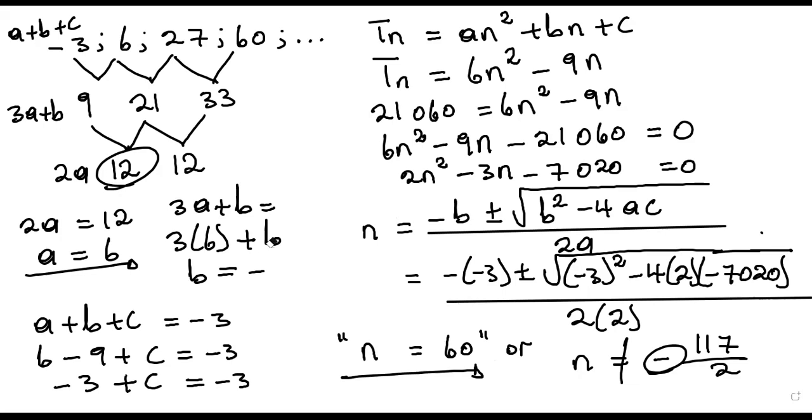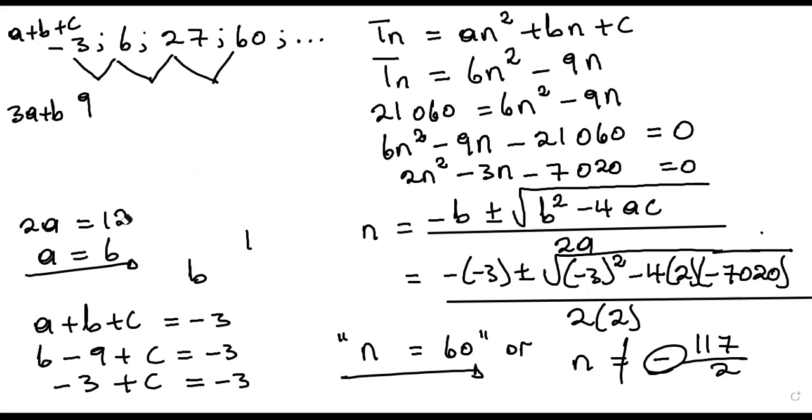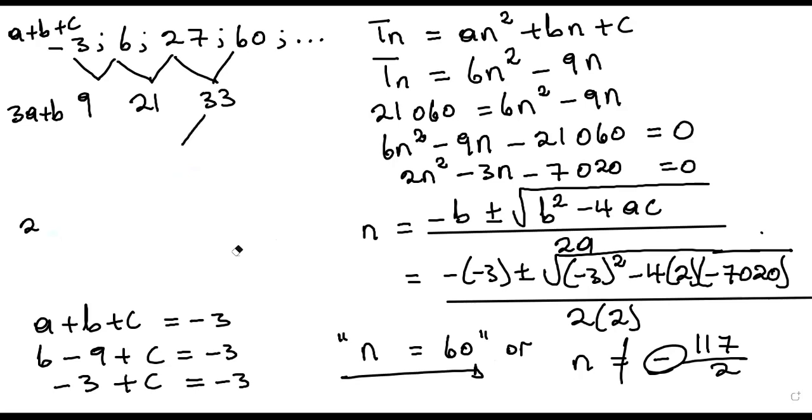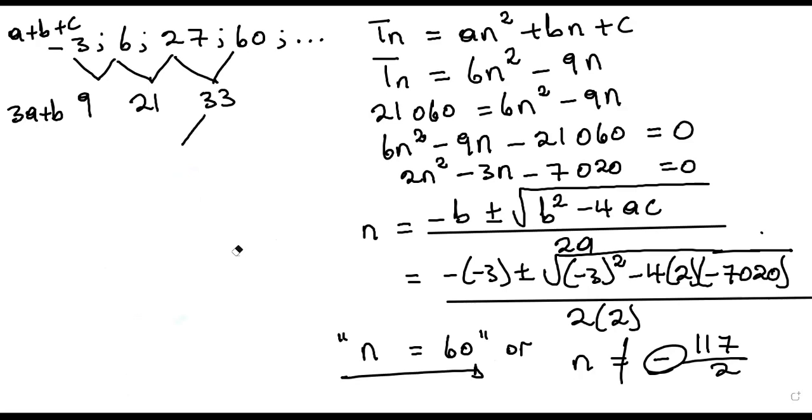But the question didn't say find the position of a term in the quadratic pattern. No, it didn't say that. They said how many consecutive first differences must be added to the first term of the quadratic number pattern to obtain a term in the quadratic pattern that has a value of 21,060. So I want you to observe something that's very interesting.